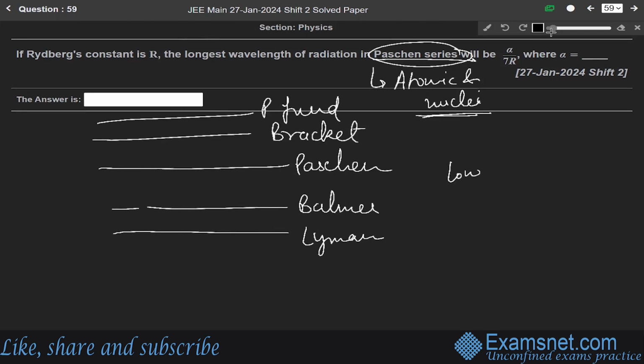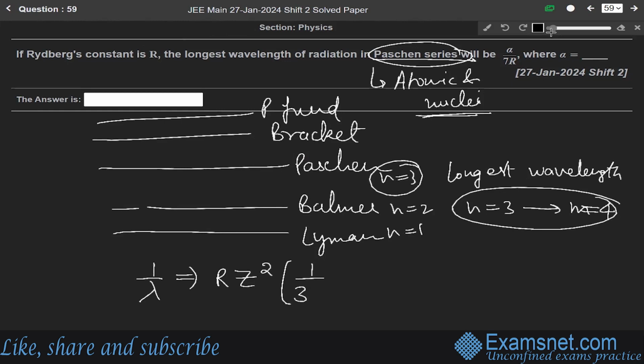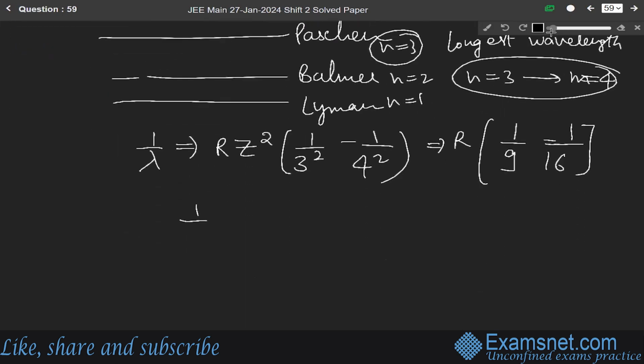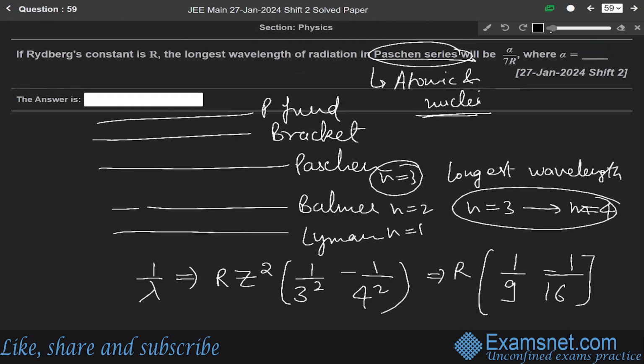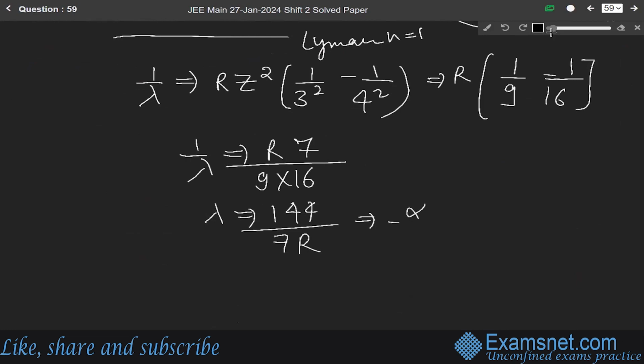The longest wavelength always corresponds to the next term. Means the Paschen series starts from n equals 3, so the longest will be from n equals 3 to n equals 4. So 1 over lambda, we know the formula, is equal to R Z square into 1 over 3 square minus 1 over 4 square. Here Z is equal to 1. So it will be R into 1 over 9 minus 1 over 16. So 1 over lambda will be equal to R into 7 over 9 into 16. So lambda will be equal to 144 over 7R. We have to find it in terms of R, right? So comparing it with the given expression, alpha over 7R, the value of alpha is 144.